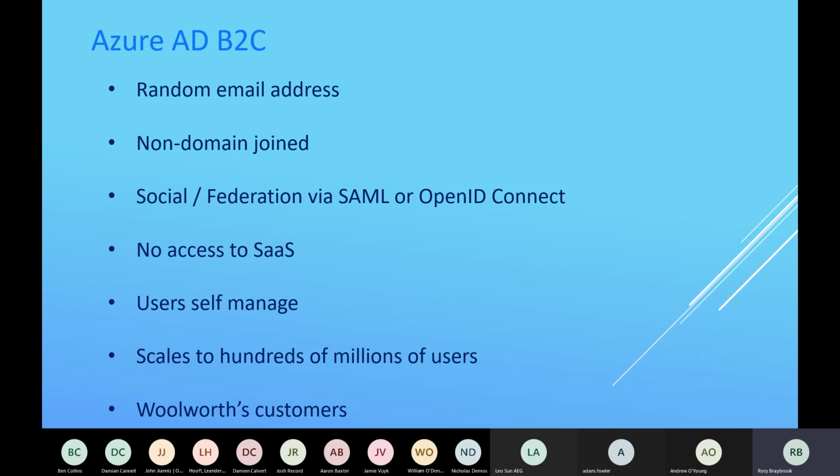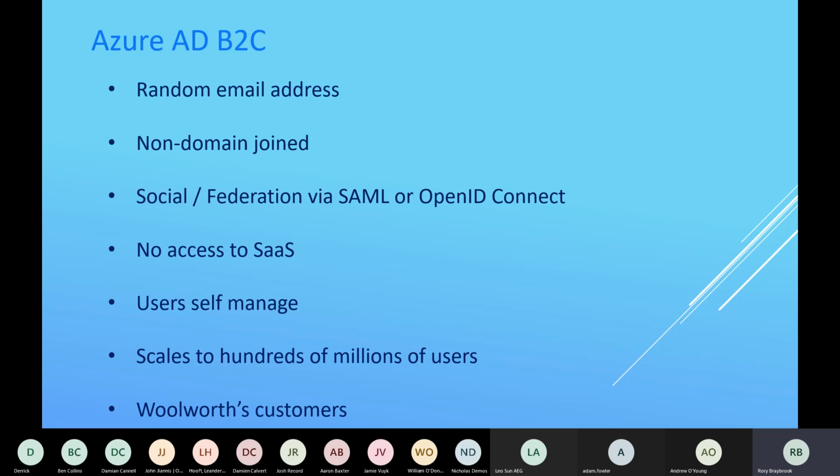So users self-register, they do their own password resets, they update their profiles, all that good stuff. It's built to scale to hundreds of millions of users. The poster child for B2C is Real Madrid, the football club. They use B2C to manage their fan base. And the last time I looked, they had about 400 million users. So it scales really well.